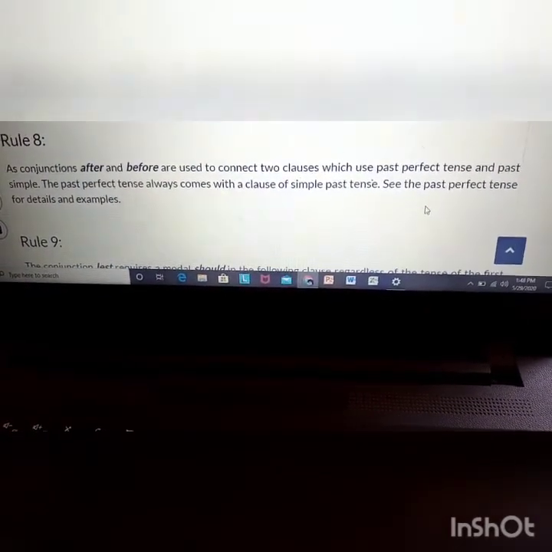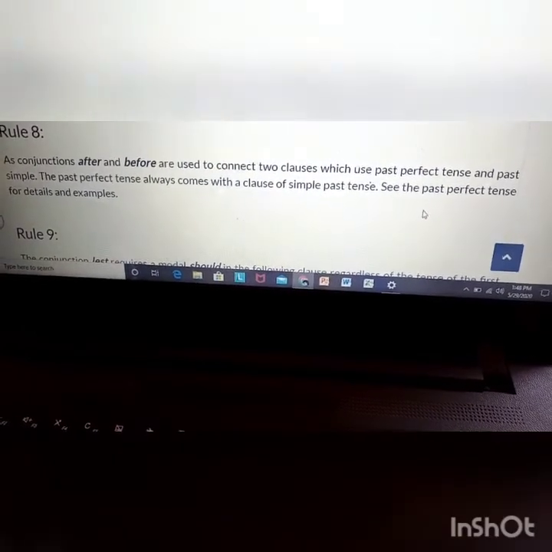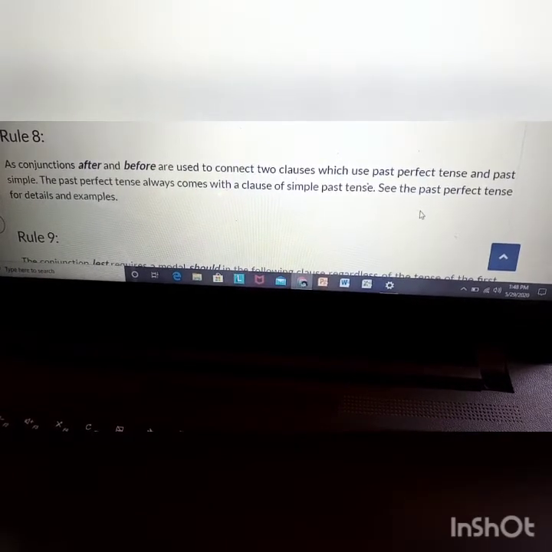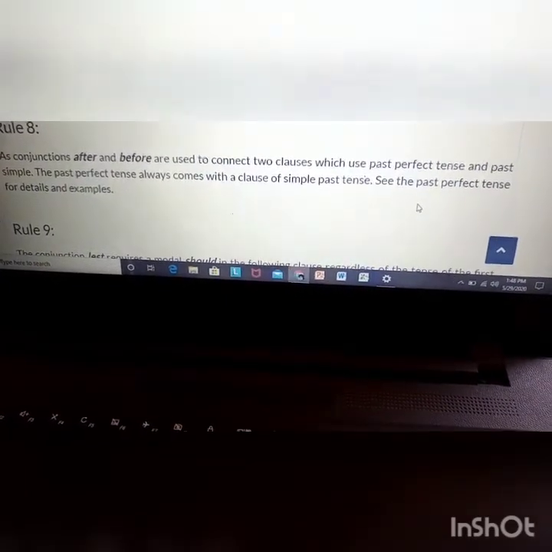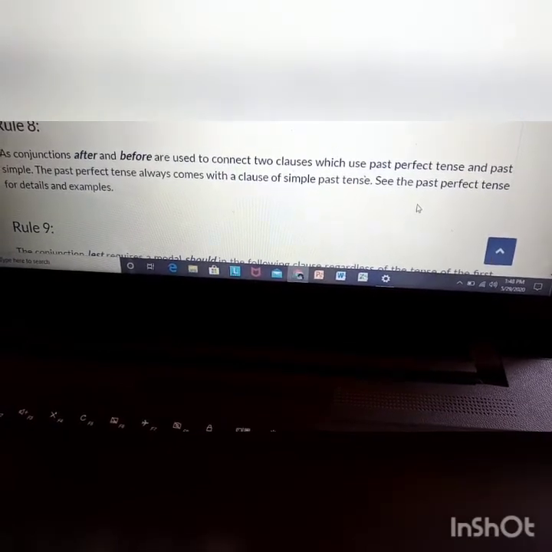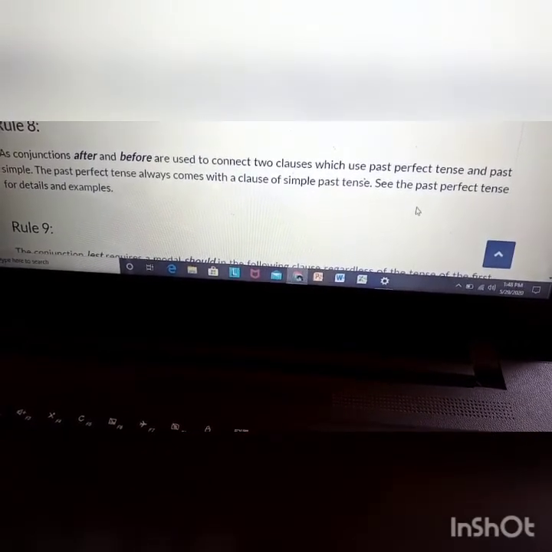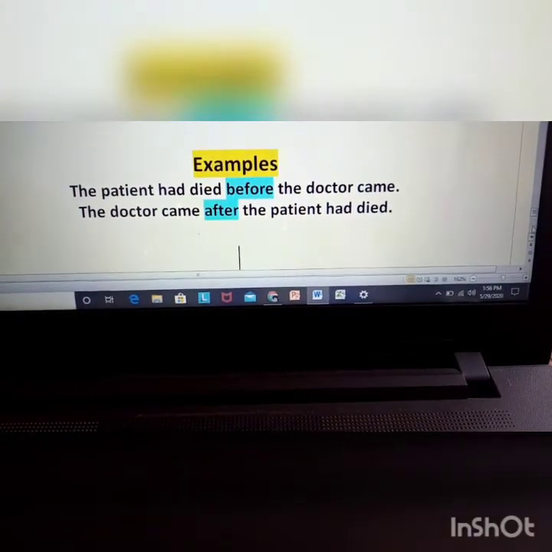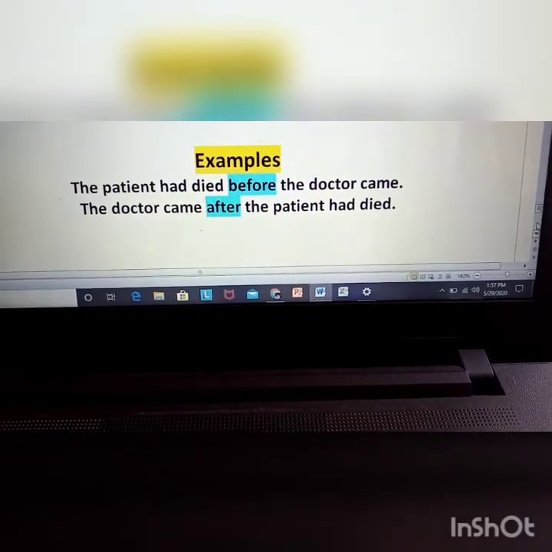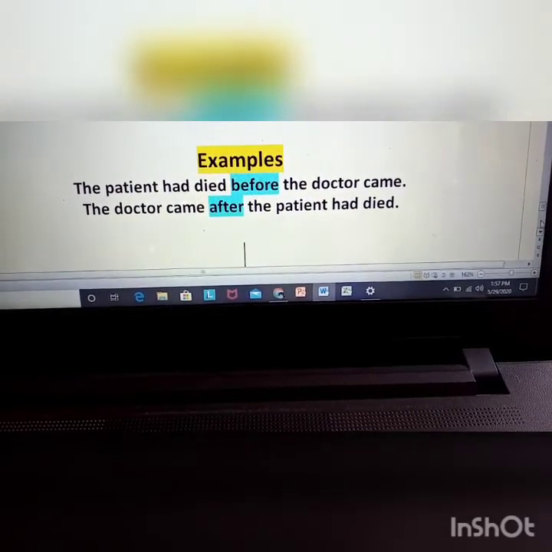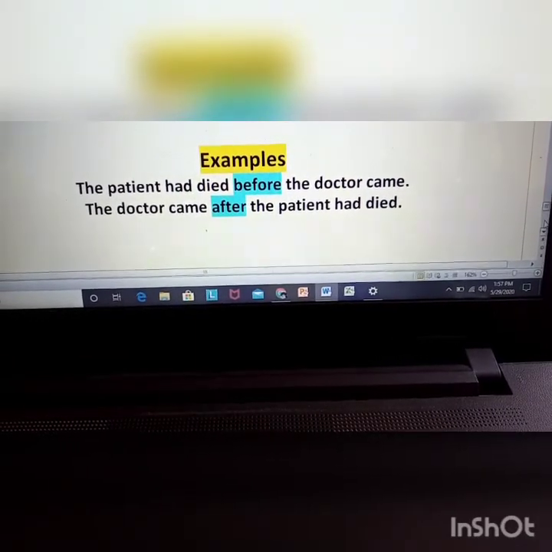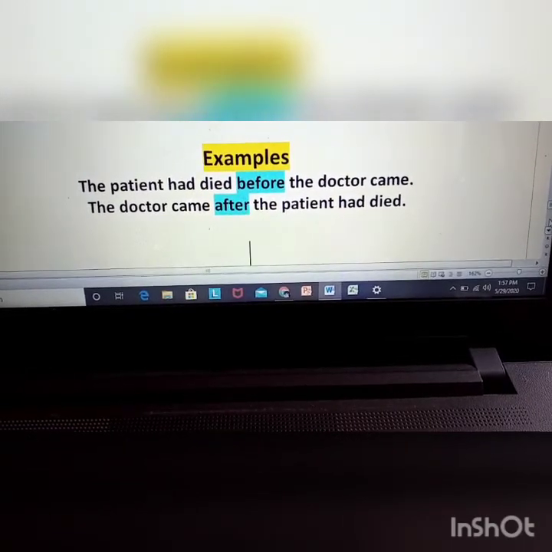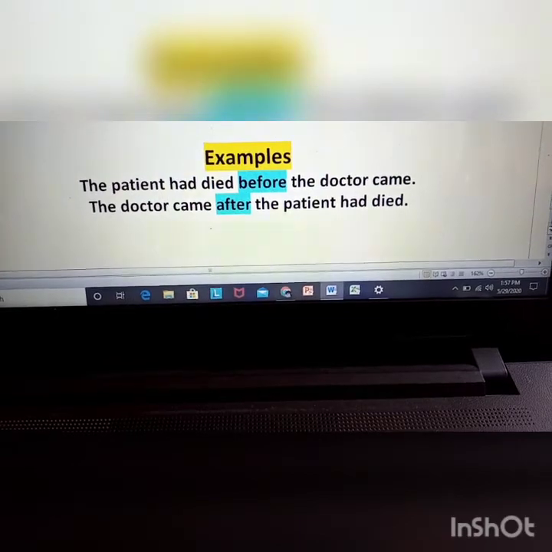Rule number 8. The conjunctions after and before are used to connect two clauses which use past perfect tense and past simple. The past perfect tense always comes with a clause of simple past tense. If two actions occurred in the past, the action which occurred first will be in past perfect tense, and the action which happened later will be in past indefinite tense.